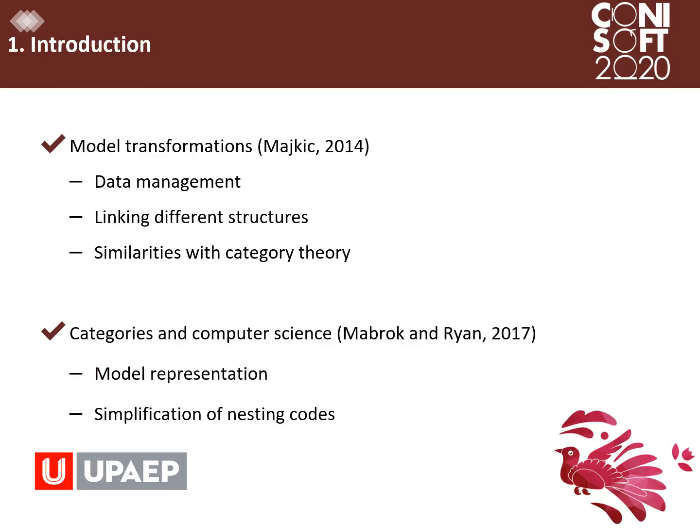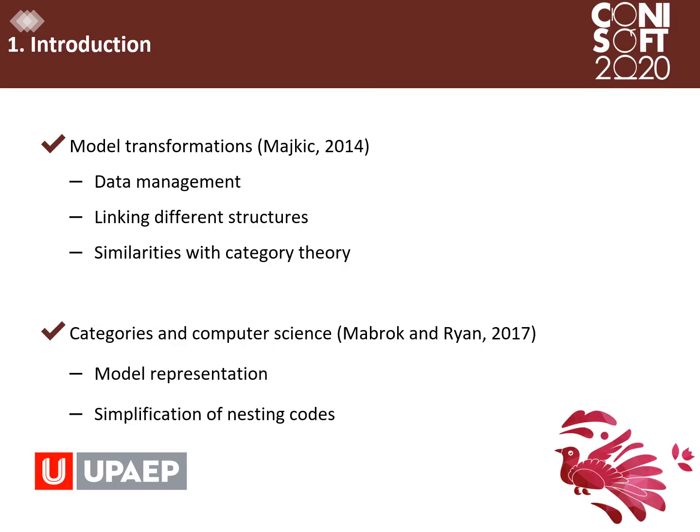As we know, model transformations are very useful because they simplify data management, but also we can use them to link different structures. In this sense, model transformations share features with categories. Category theory is the branch of mathematics that identifies the main properties of mathematical objects, but also categories contribute to connect different mathematical structures by means of their main properties.